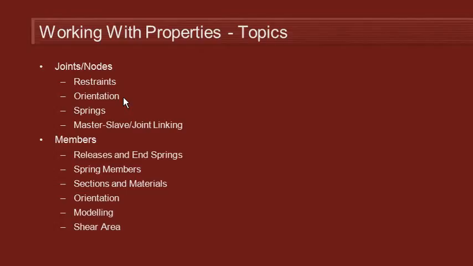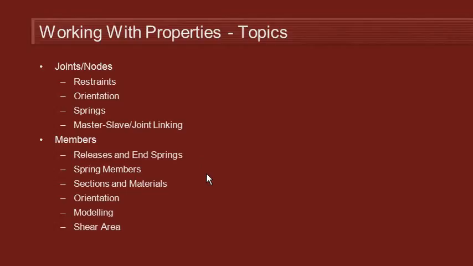global axes. As an alternative to a rigid restraint, we can use a spring at a joint to simulate external stiffness, such as the flexible support provided by a soil foundation. And when we have a rigid body within the structure, such as a floor slab or a shear wall, we can simulate that using master-slave or joint linking to link together a group of joints as a rigid body.